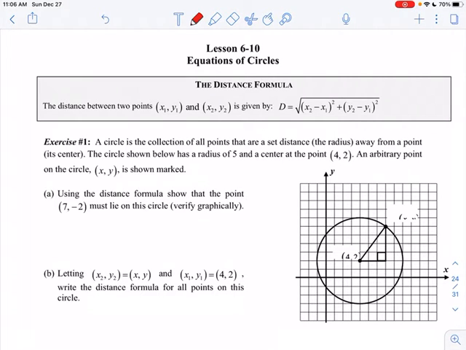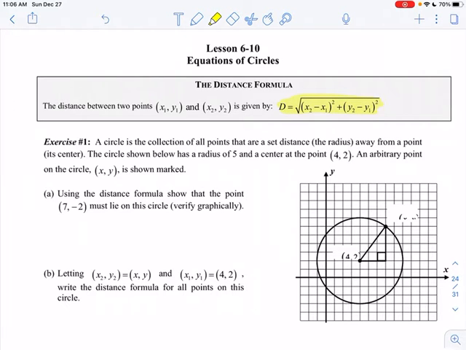Hi, Algebra 2. This is Unit 6, Lesson 10, and today we're going to talk about equations of circles, which is something that you did back in geometry, so it should be pretty easy, nice review. So first, I just want to make sure you all remember that distance formula.